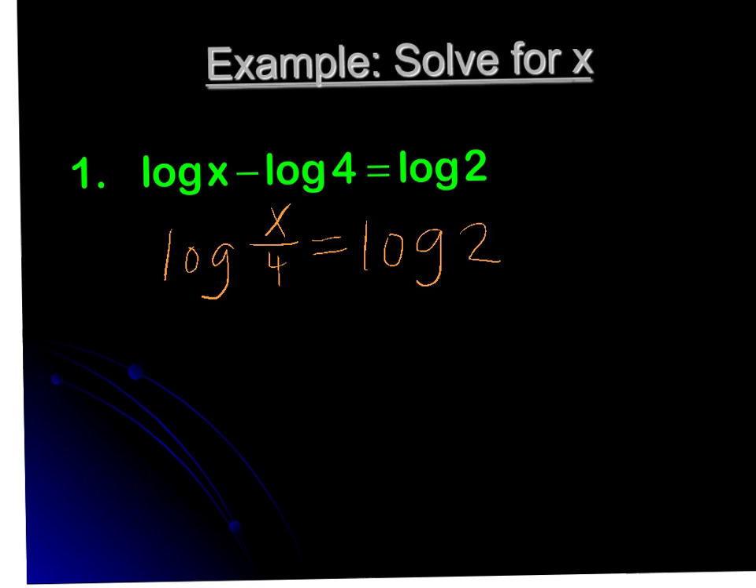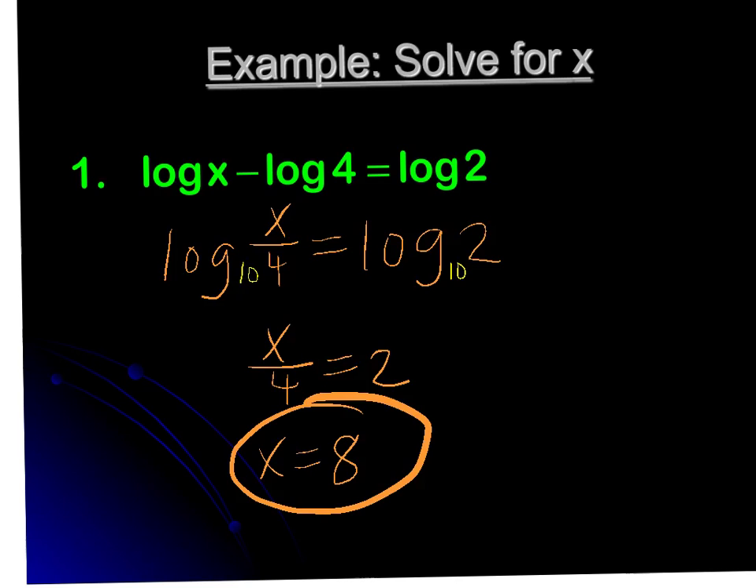Now we know since these are the same bases, we know there are little imaginary 10s here. We don't need to write these in. But we know the bases are the same, so now we can take the x over 4 and set that equal to 2. So if we do that and say x over 4 equals 2, then we get x equals 8. So again, by getting down to just one log on each side, we're able to drop those and solve for x.